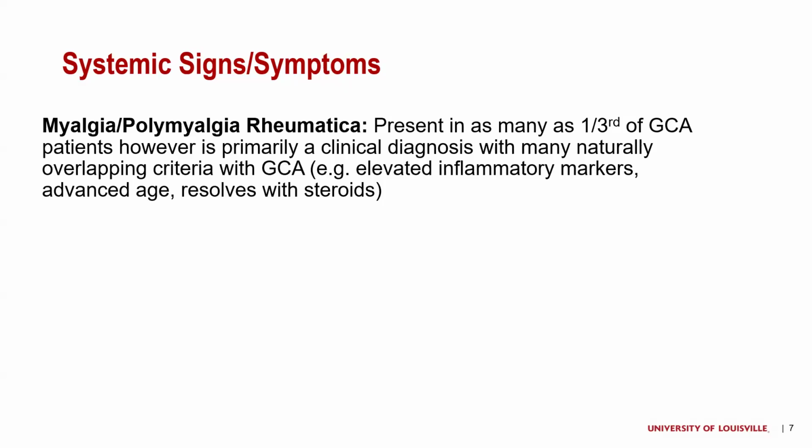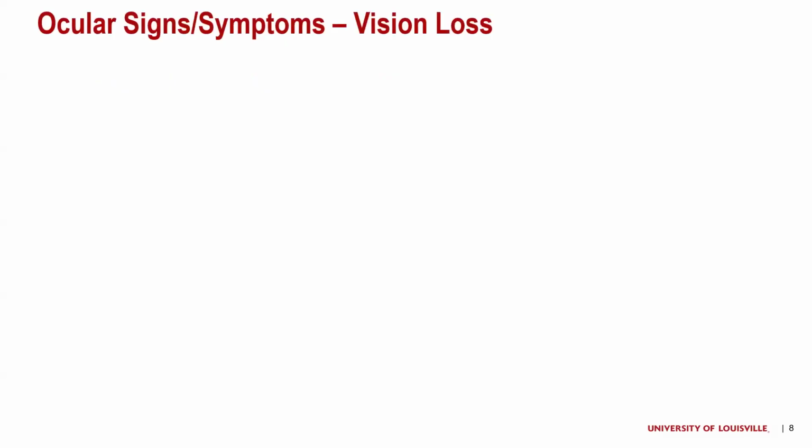But if you look at the proposed diagnostic criteria, many of them describe elevated inflammatory markers, advanced age, symptoms resolving with steroids, which are the same symptoms you would expect in giant cell. So if you have a classical giant cell patient, just by the definition, many of them are going to have polymyalgia rheumatica. This being the case, if someone's been especially recently diagnosed with polymyalgia rheumatica, that puts them at high risk of giant cell arteritis because of the significant overlap in symptoms. That was some of the systemic signs.